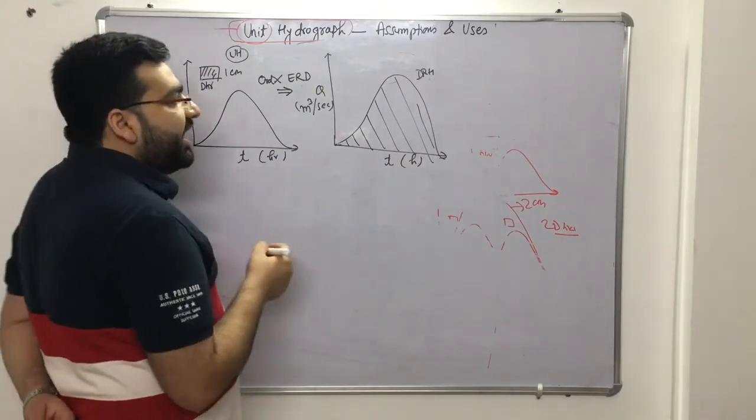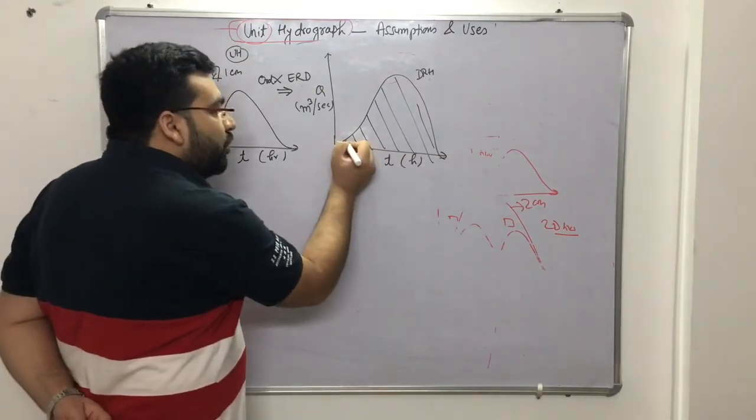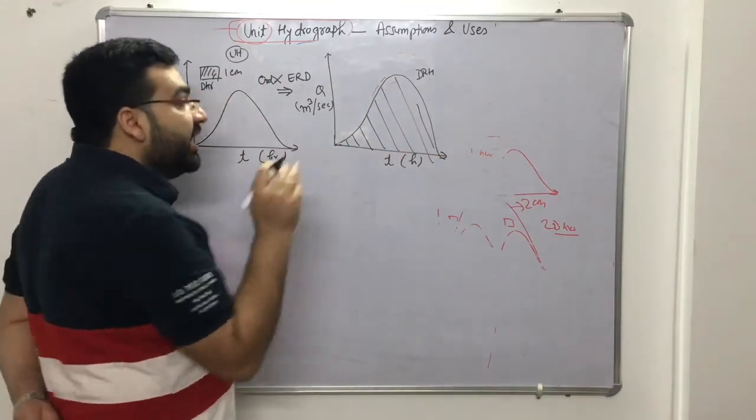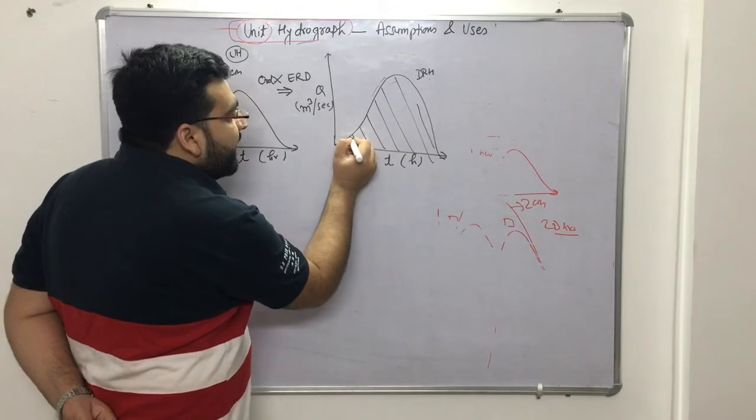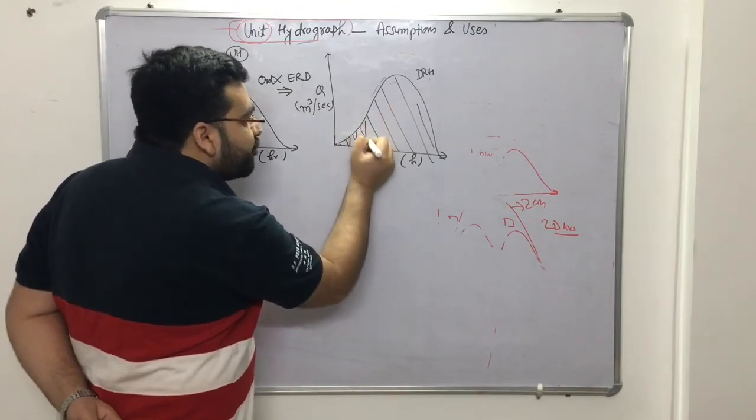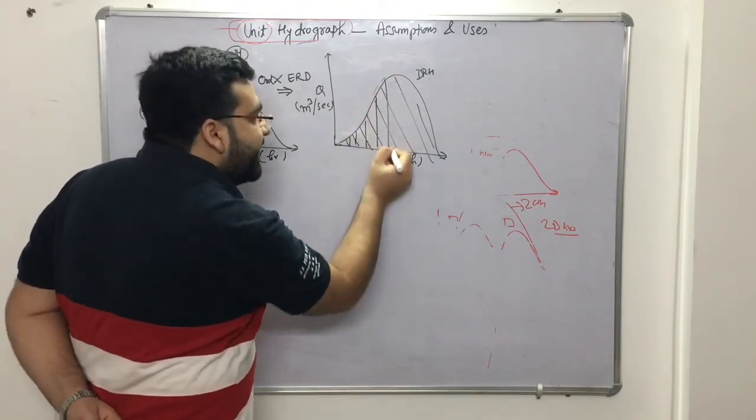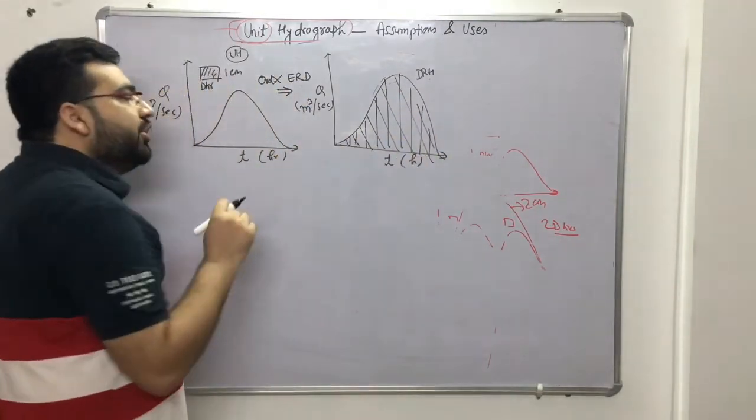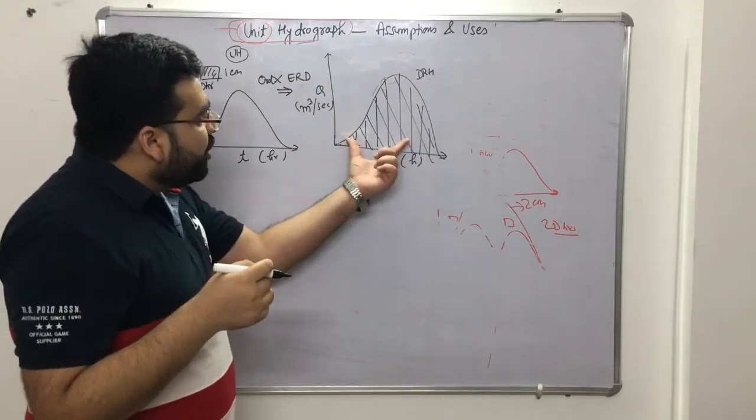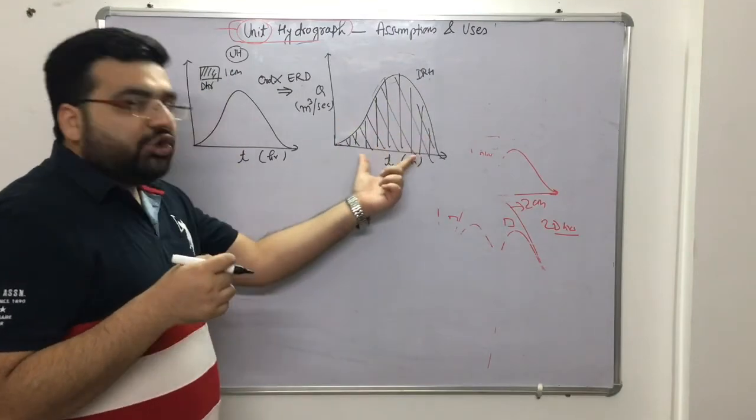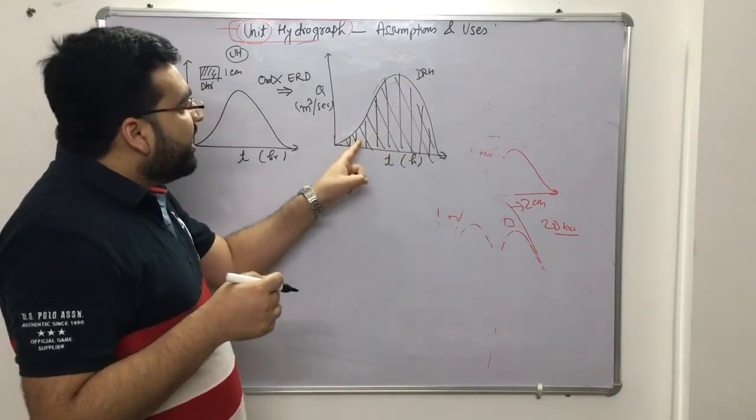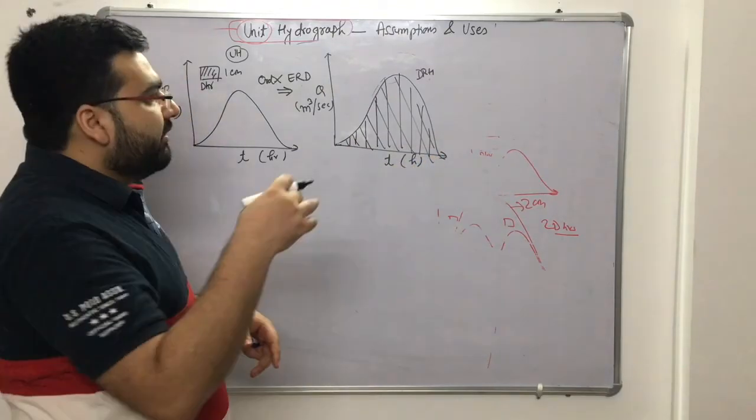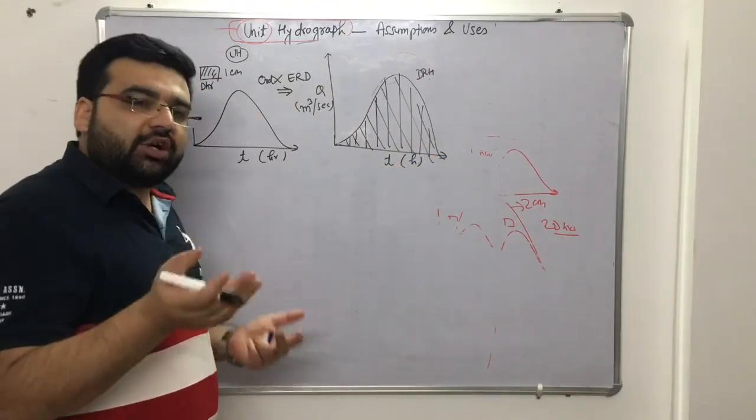Now integration can be done in two ways. Either if you know the equation of this curve, you can do the integration directly. If you don't know the equation of this curve, then you have to divide it into strips, and hence you can get the value of this area. You can easily get the value of this area either by the trapezoidal rule or by the Simpson rule, or by the Simpson 3/8 rule or 1/3 rule, whatever you want.